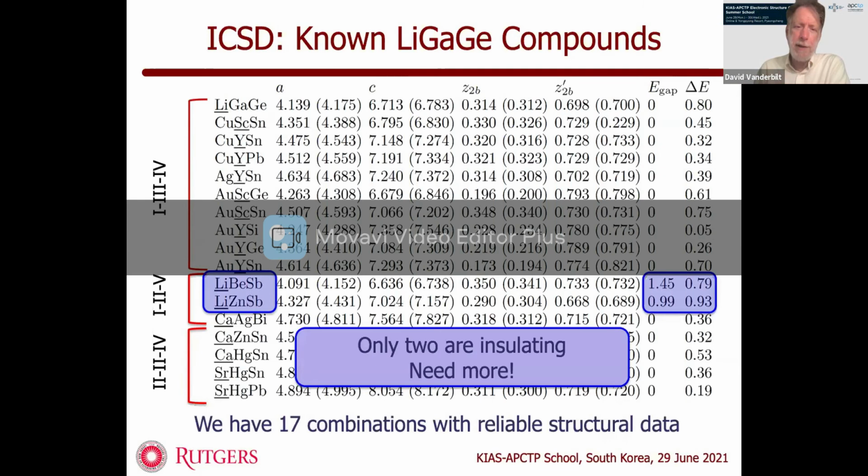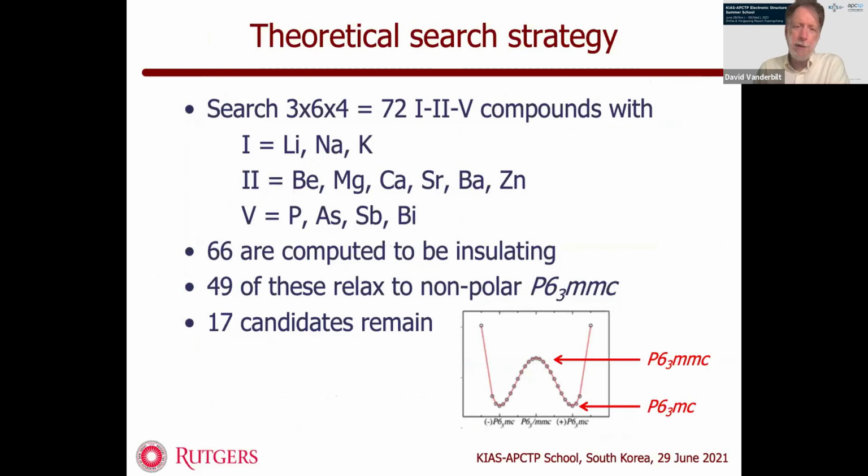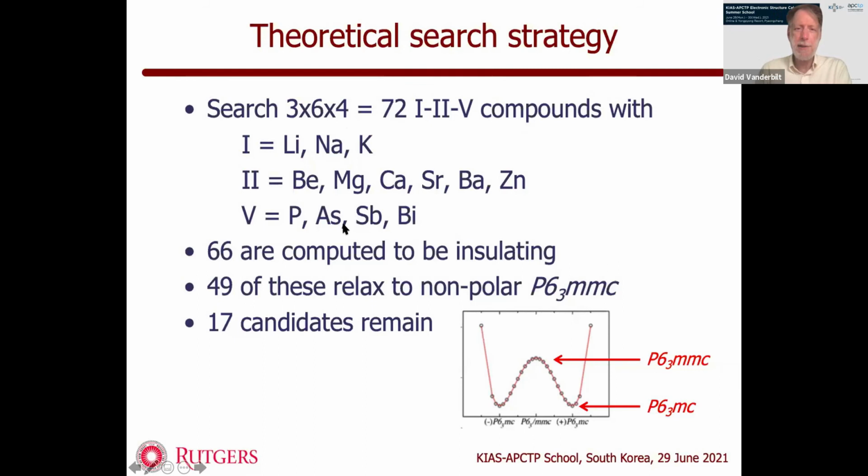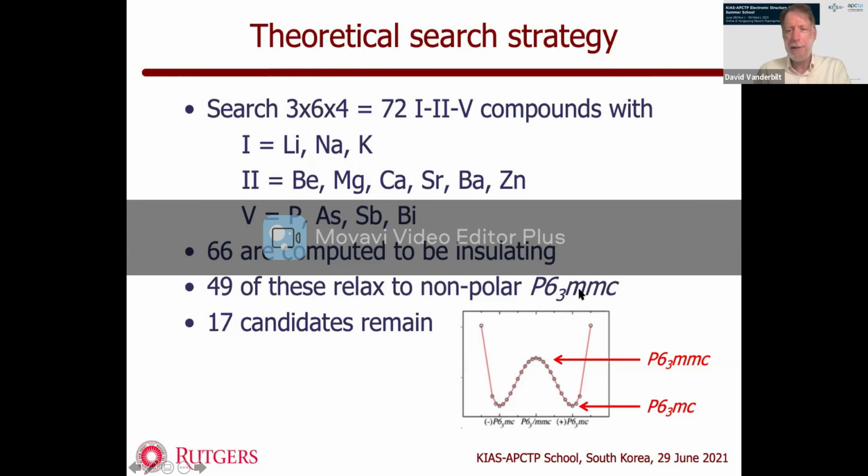All of these were known crystals. And part of what we wanted to do was go beyond the known crystals, do a high throughput search for other materials that might belong to this class, that might be candidates for experimental attempts at synthesis. So again, Joe did a search over a relatively large number of compounds using these constituents, checked which ones are insulating, which ones relaxed to the structure that we're interested in, and found a total of 17 candidates this way. Here's just one of them.